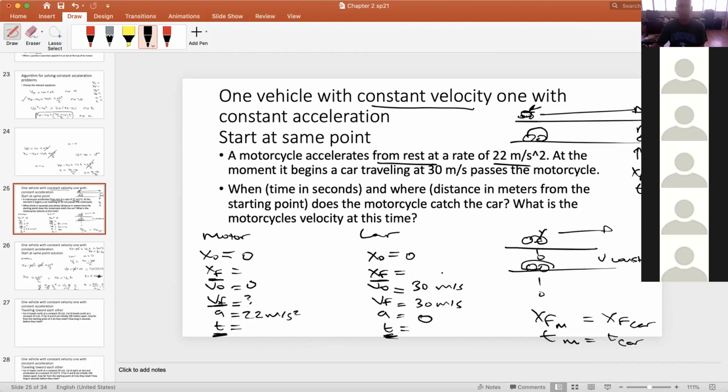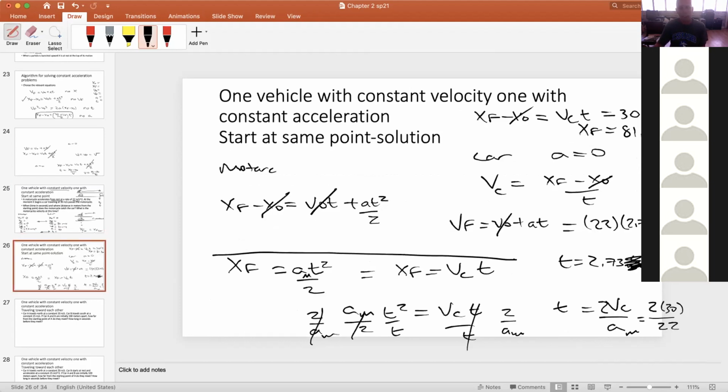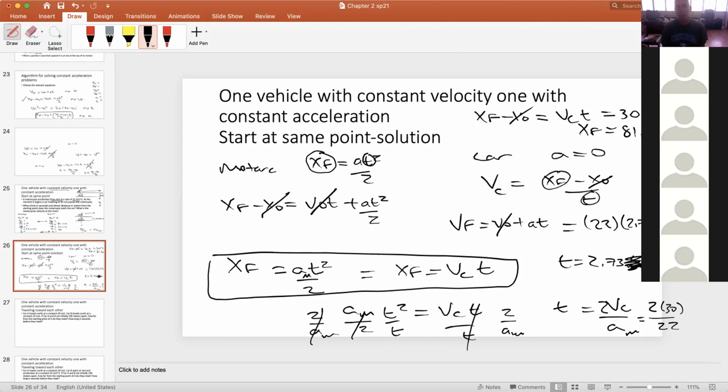And then the last key point here is that the time and the position being the same lets you link the equations for the car and the equations of the motorcycle together as we did here. So you can link them together and then solve for an equation where you only have one variable that you don't know. Because otherwise, in this equation here for the motorcycle, x final is equal to at squared over 2. I don't know x final and I don't know t. In this equation for the car, I don't know x final and I don't know t.